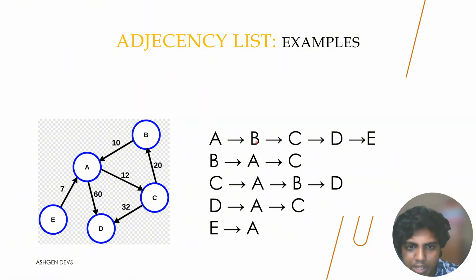A is connected to B, C, D, E. B is only connected to A and C. C is connected to A, B, and D. And D is connected to A and C. E is only connected to A, so it only has one path. It doesn't have any other paths because it is not connected to any other nodes.